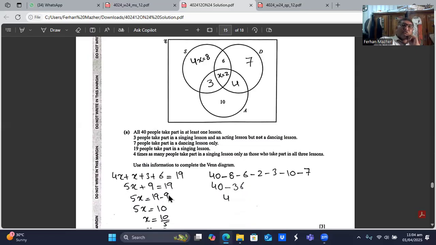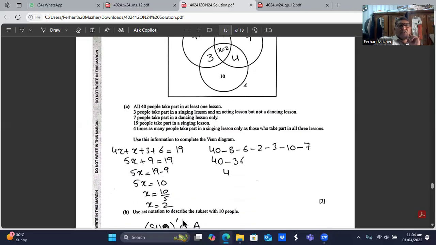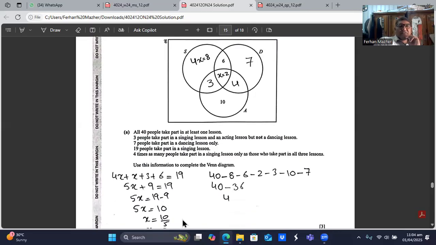So 5X will be equal to 19 minus 9. 5X will be equal to 10. And X will be equal to 10 by 5. So X will be equal to 2. So if this is 2, this means 4 into 2, that is 8. So 8 is here, 2 is here.